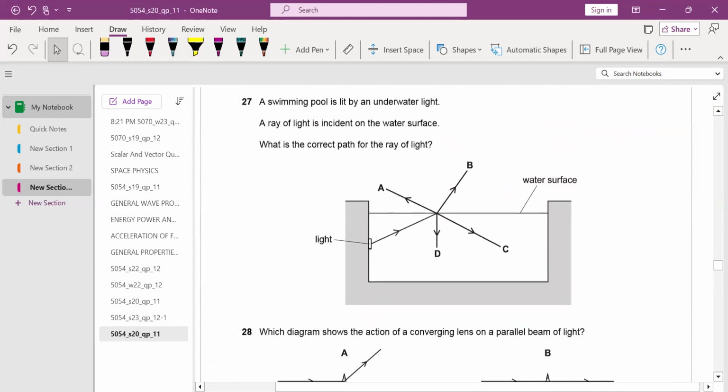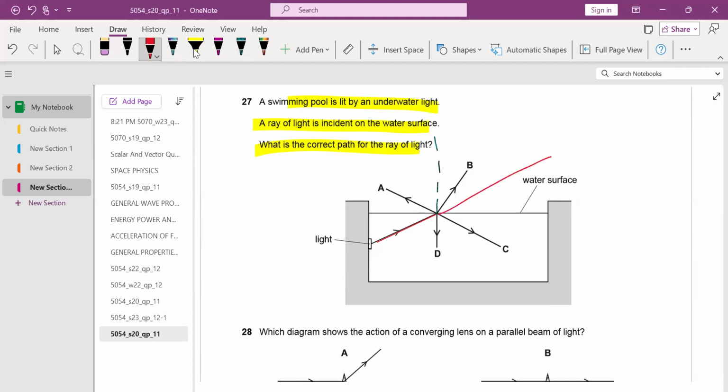Question number 27. A swimming pool is lit by an underwater light. A ray of light is incident on the water surface. What is the correct path of the light? So let's draw the normal first. For example, this is the normal, which is 90 degrees to the surface. Now when the light is coming from here, it won't be going towards the normal. It would be going away from the normal somewhere here in this direction.